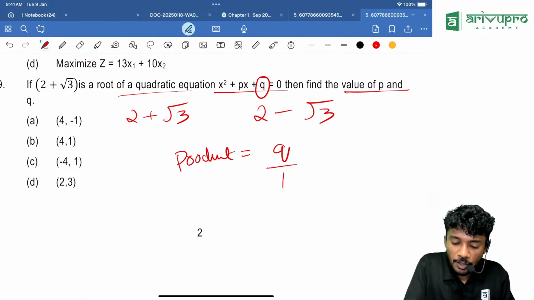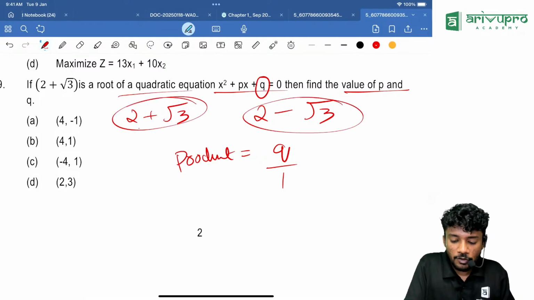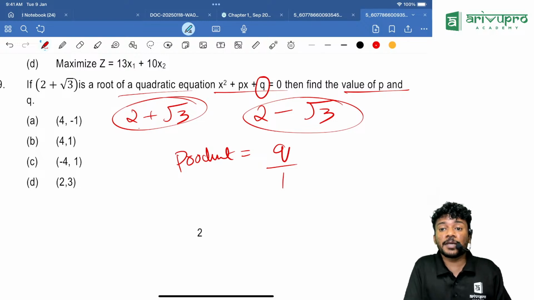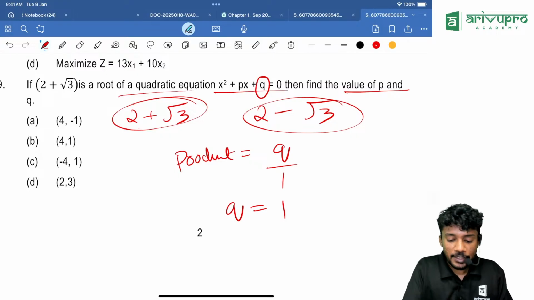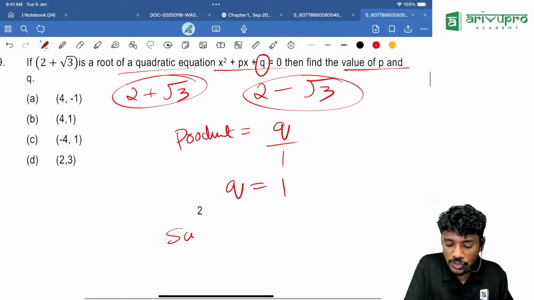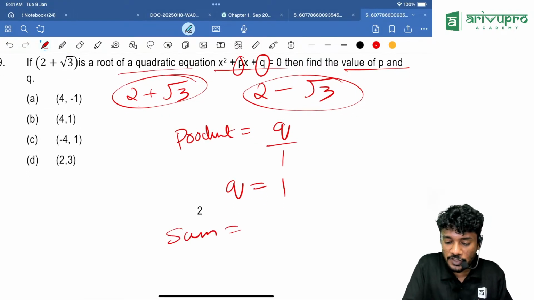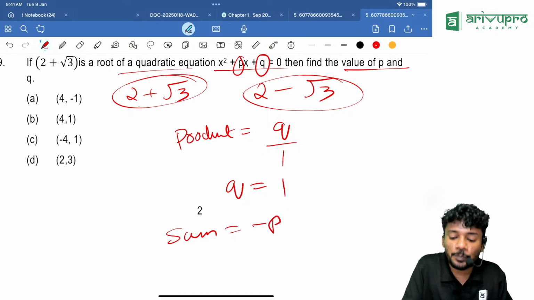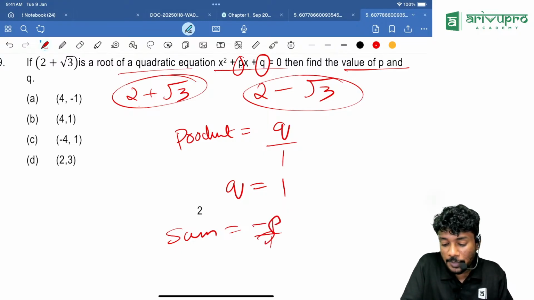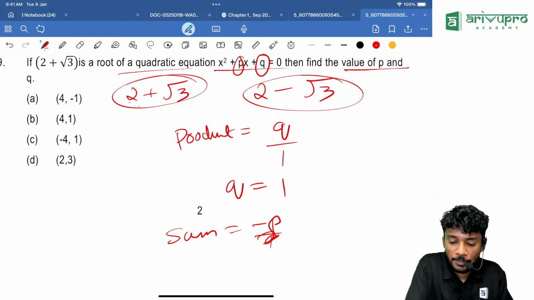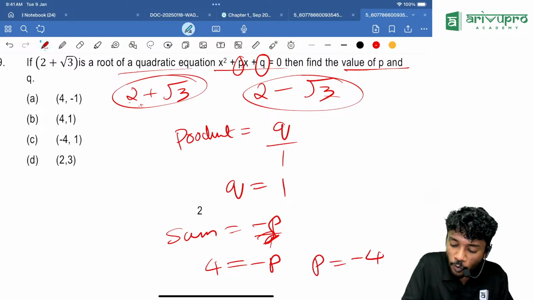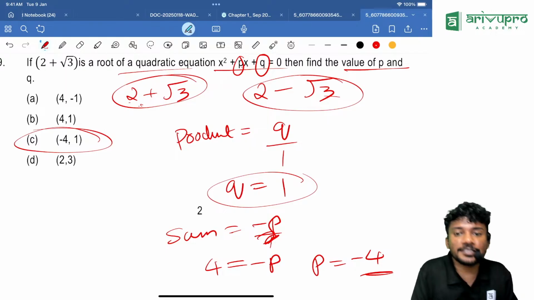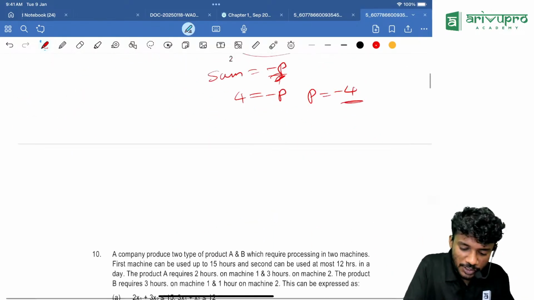So that means product of these 2 is how much? A square minus b square. That means 4 minus 3. That is 1. Q is how much? 1. Now sum of the root. Sum is equal to minus coefficient of x. That means minus p divided by 1. That means sum is minus p. Sum is how much of this? That is 4, equal to minus p. Then p is equal to minus 4, comma 1. Answer is option C. Next question.